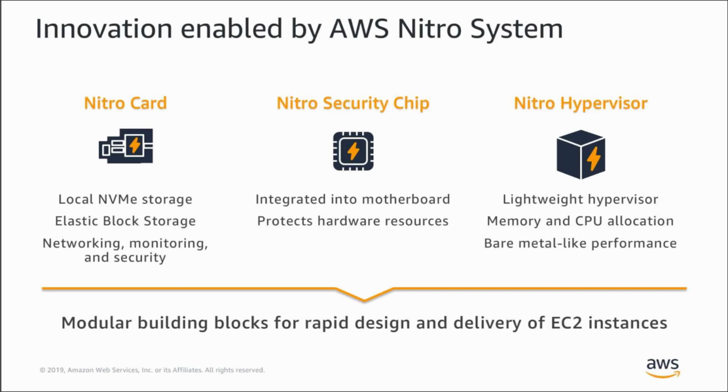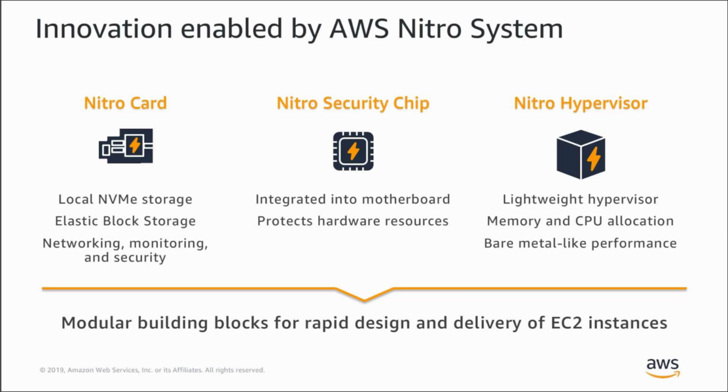So we've been able to iterate very quickly and offer a whole bunch of different EC2 instances by using the AWS Nitro System. That's what's enabled this rapid pace of innovation. We started on this effort several years ago to completely reimagine our virtualization infrastructure with what we call the Nitro System. The Nitro System includes three major components. First is the Nitro card. The Nitro card is what enables us to offer the local NVMe storage, so very high speed, low latency storage, the connectivity to the Elastic Block Store service, or EBS, and also the networking, monitoring, and security that you come to expect with EC2.